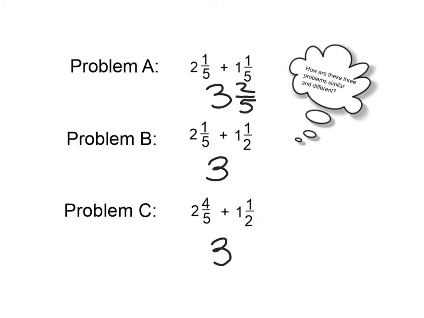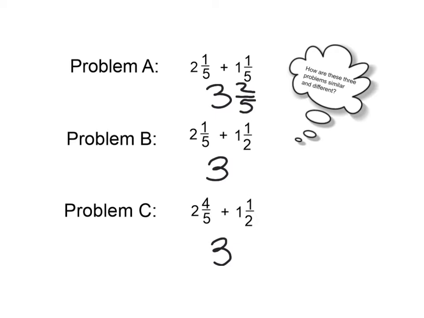Now if I look at problem C, I've got 4/5 and I've got 1/2. I know that 4/5 is greater than 1/2 because half of 5 is 2.5 and 4 is greater than 2.5. So I've got something greater than 1/2 and 1/2. So I know that these two added together are going to be greater than 1. So this one's actually going to be greater than 4.